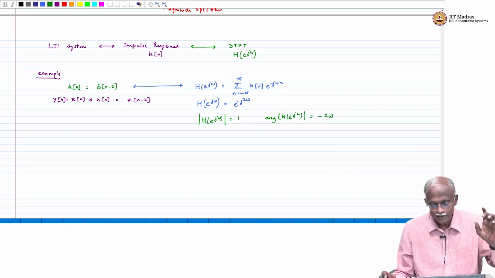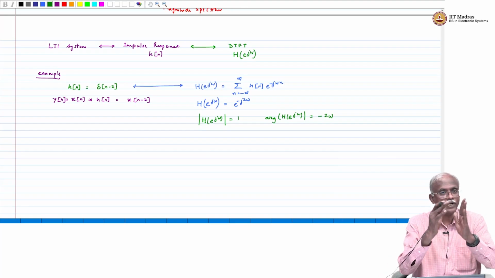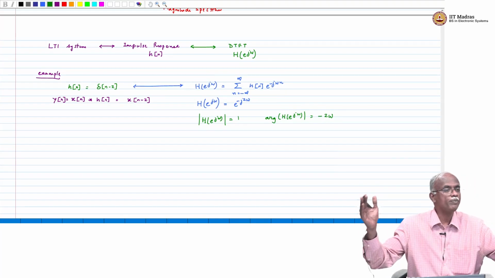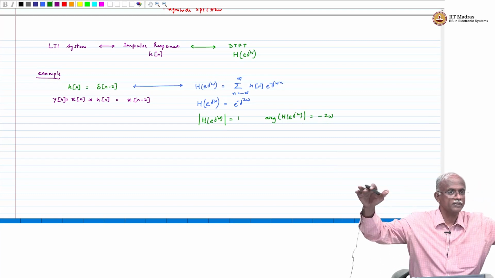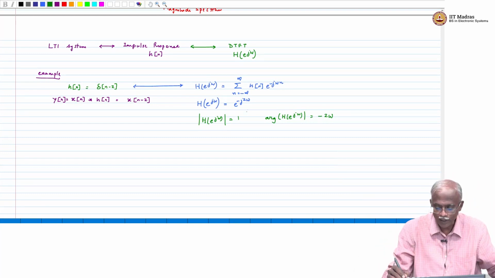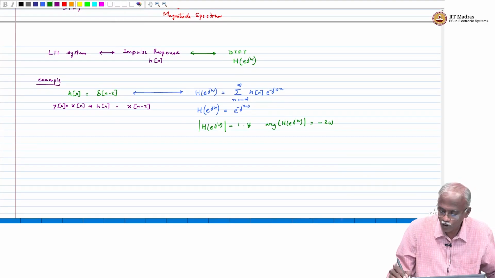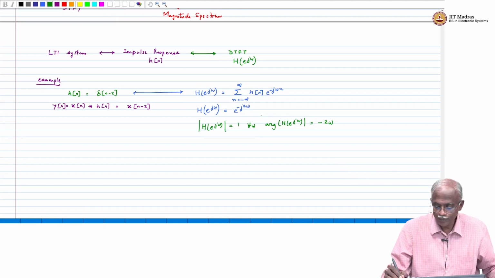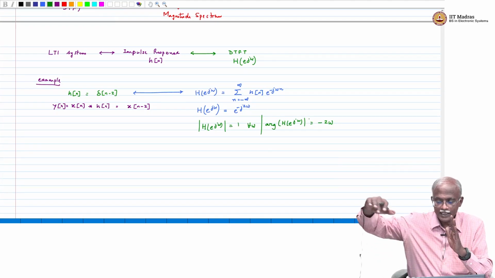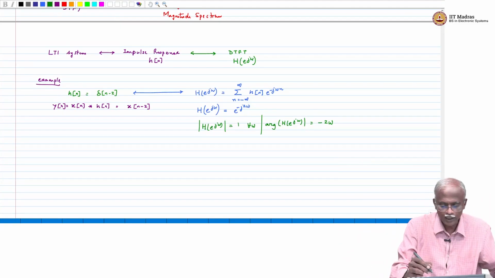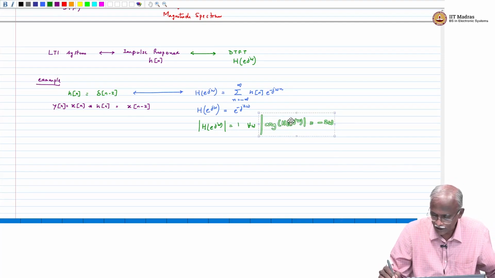So, a delay operation does not change any of the frequencies. All frequencies at the input will appear at the output with the same gain. The magnitude of H e of j omega is equal to 1 for all omega, anywhere from minus pi to pi. And the argument of H e of j omega varies linearly with omega. We have not really talked too much about the phase, but if you want to understand what the phase is, this is a good way of understanding it.